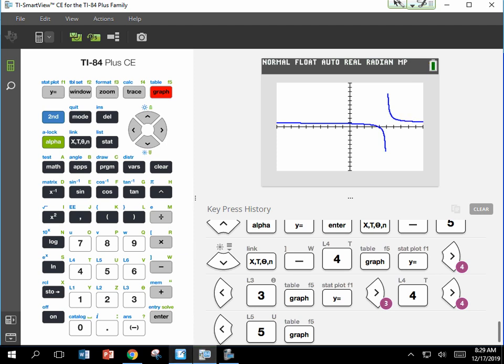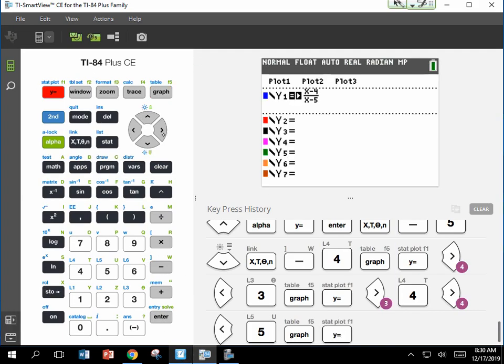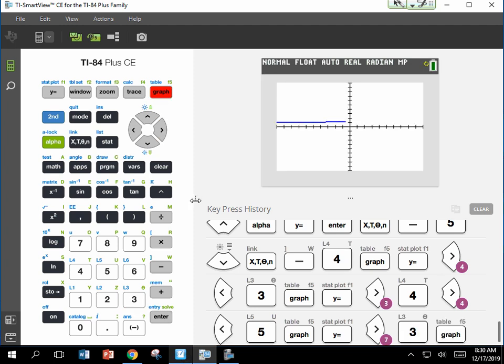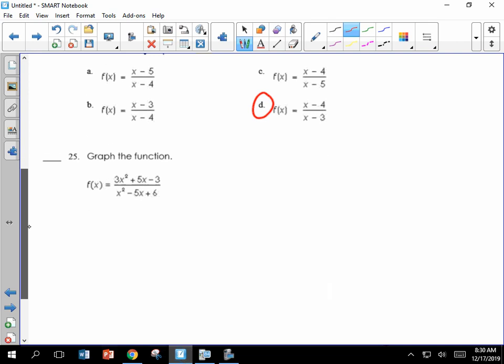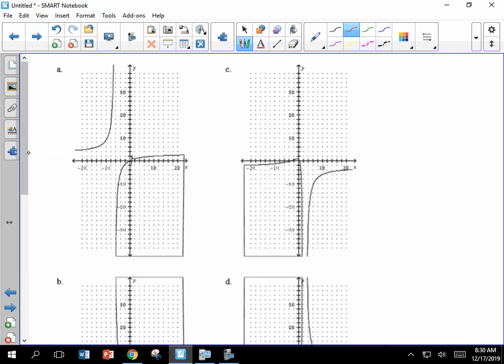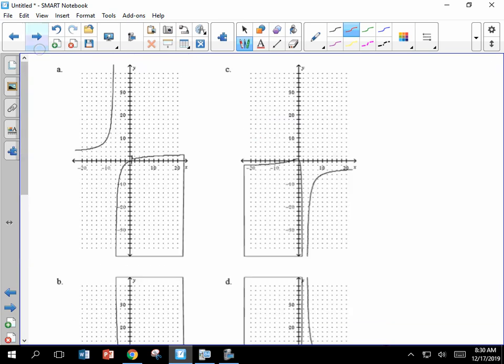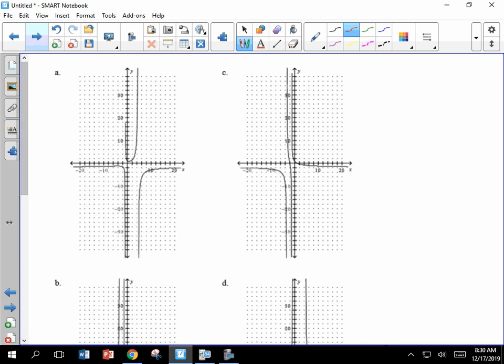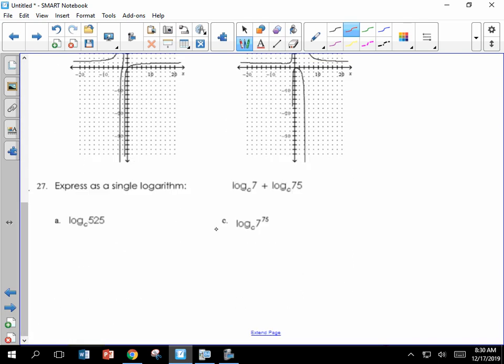Also not the same. So since it's a multiple choice test, you've done the first 3, you know it's probably going to be this last one, but might as well check it just to be sure. Graph. And if you look at it, that one is the one that matches. That is your final solution. For 25, all you're doing is graphing this equation and seeing which graph matches it. Same thing for 26.